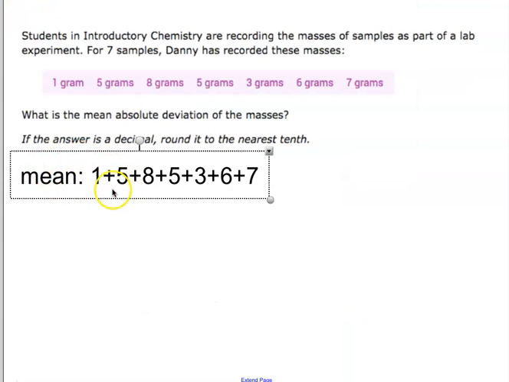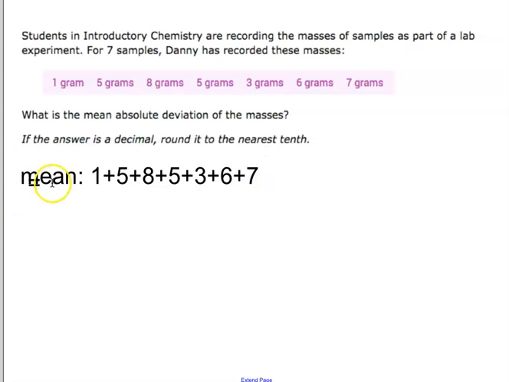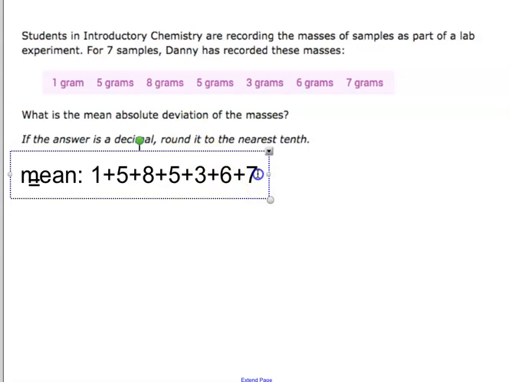So first for mean absolute deviation, you are going to find the mean. So you add 1 plus 5 plus 8 plus 5 plus 3 plus 6 plus 7. And you get the total to be 35. So once you get the total to be 35, you know that there were 7 data points. So you do 35 divided by 7, and your mean is 5.